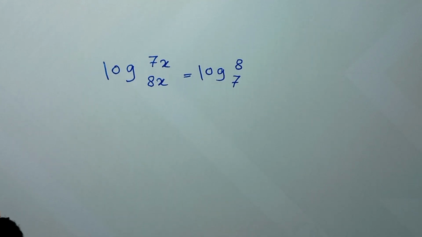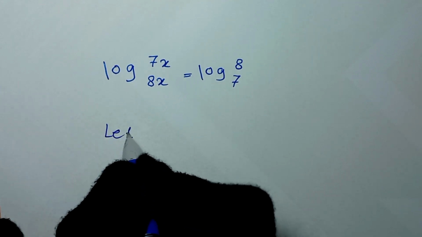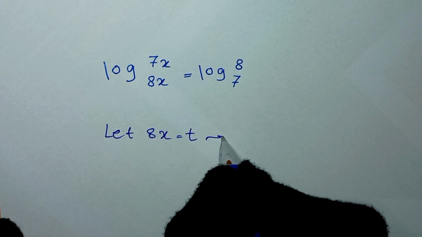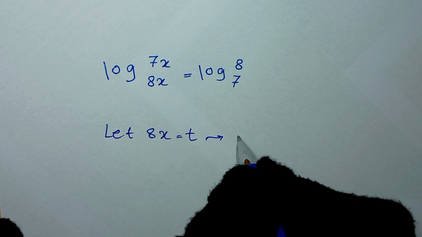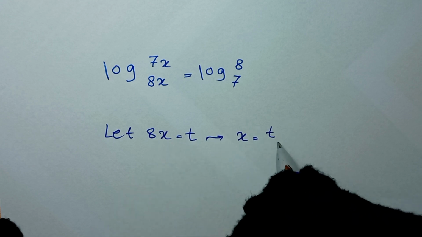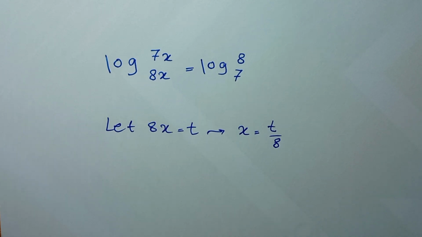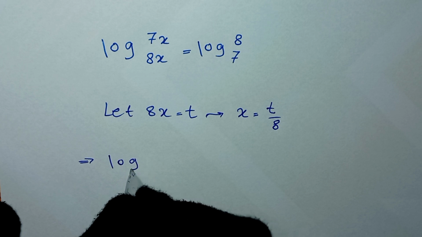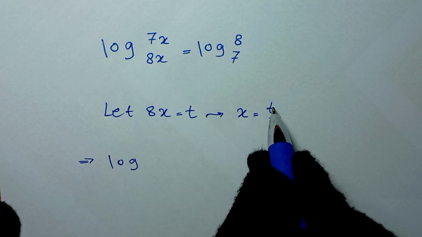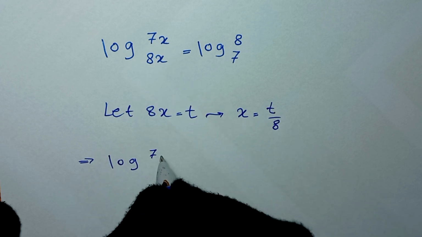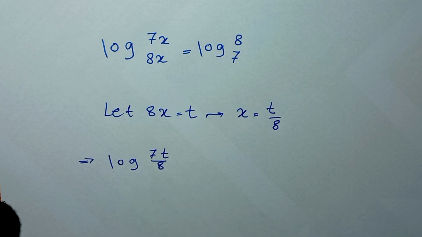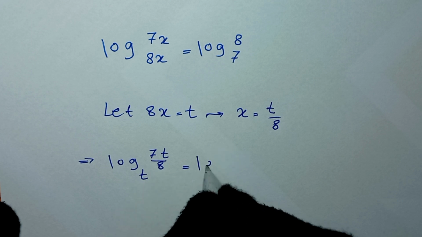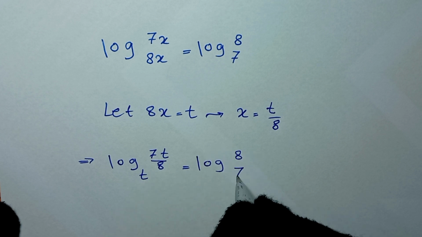In the first step, we start by letting 8x as t. So from here, we divide both sides of the equation by 8 and x is equal to t over 8. And we rewrite this equation and it will be log of 7x, and x is t over 8, so 7x will be 7t over 8, over 8x, and 8x is t, is equal to log of 8 to base 7.